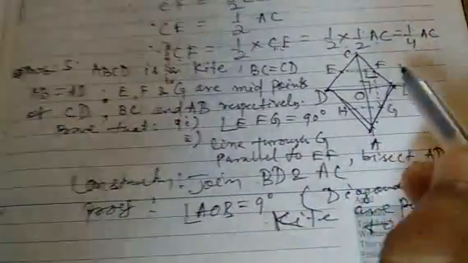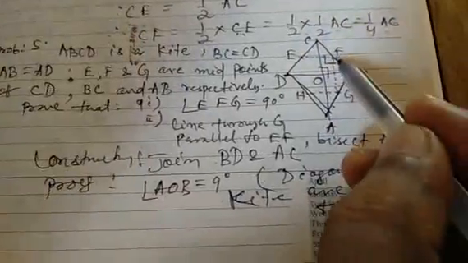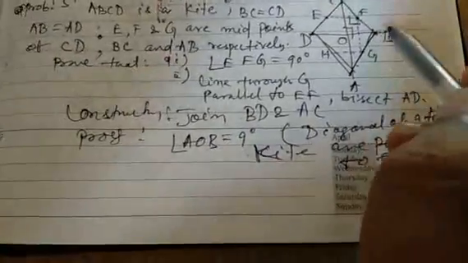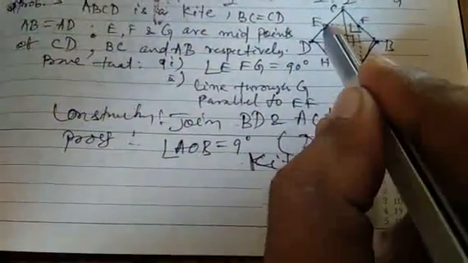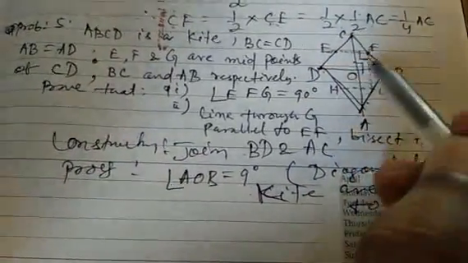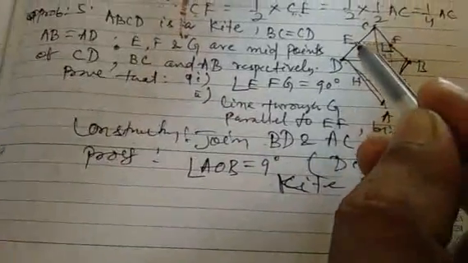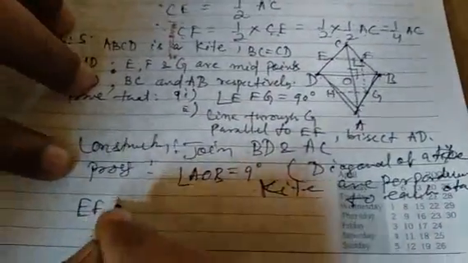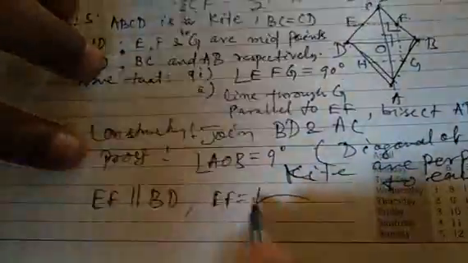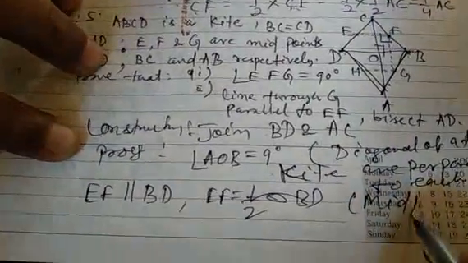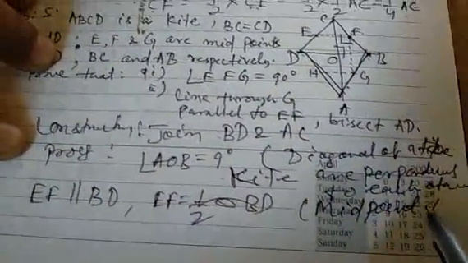So if perpendicular, you can take now the help of this part to come. This is the midpoint of this side. F is midpoint of BC. E and F are given midpoints. So E is midpoint of CD. Therefore, by midpoint theorem, we can prove EF is parallel to BD. So EF is parallel to BD and also EF is half of BD by midpoint theorem.